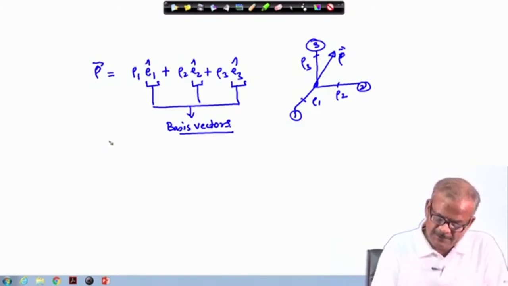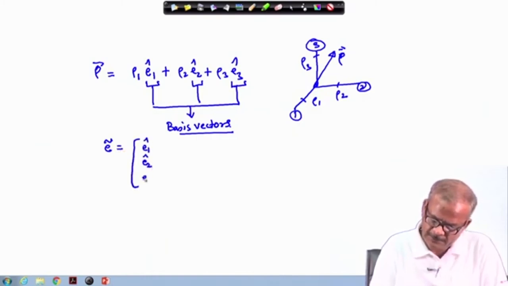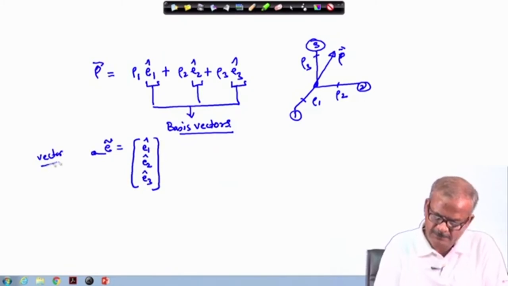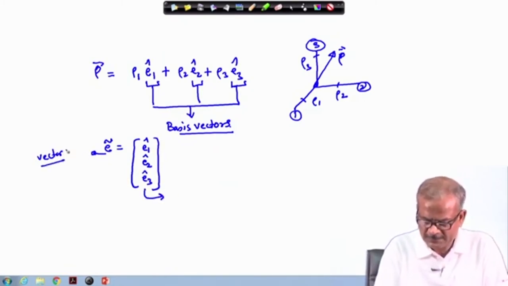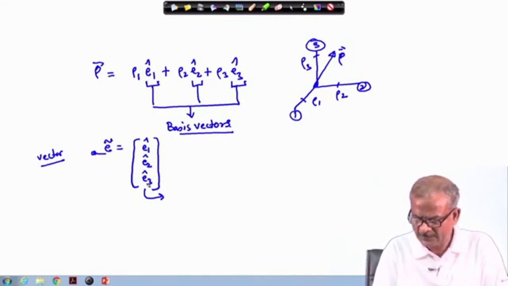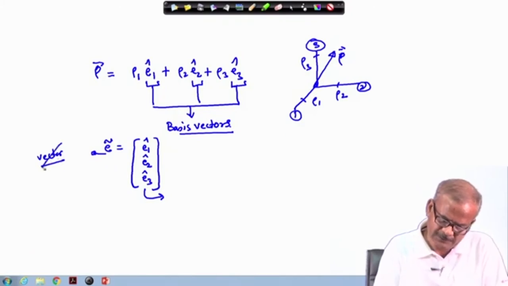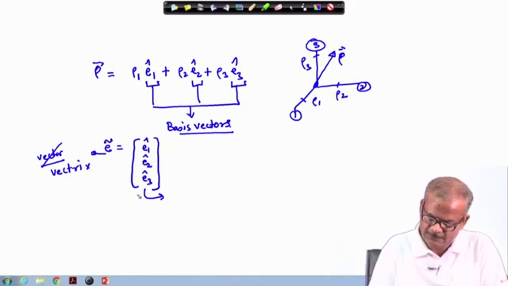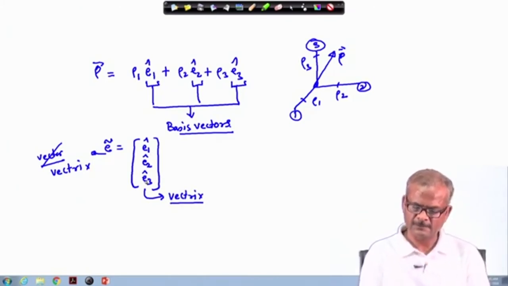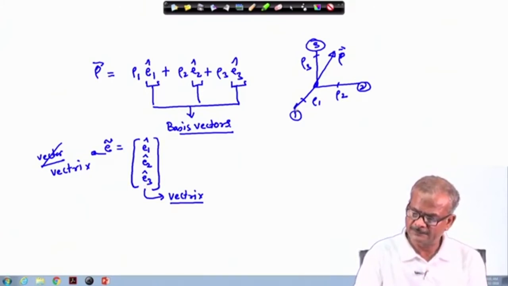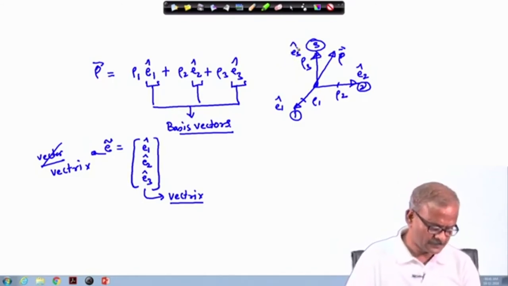If I use this notation and write E 1 cap, E 2 cap and E 3 cap, this is itself a vector in the matrix notation. But each of its components is itself a vector, and therefore this is called a vectrix. Instead of calling it a vector, we call this a vectrix, because all three components are themselves vectors. Along this direction we have E 1 cap, along this direction E 2 cap, along this direction E 3 cap. So, this is one of the possible rotation representations.